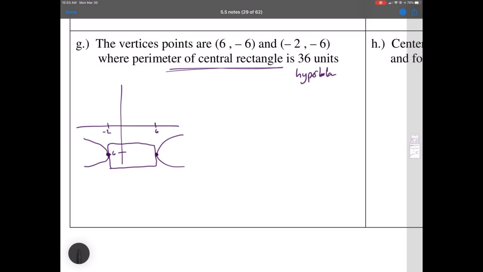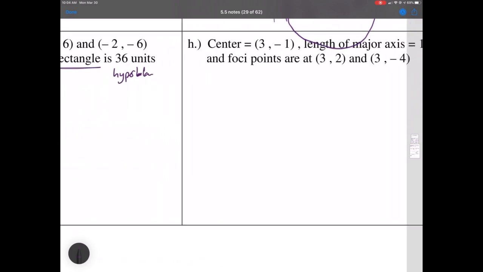Well, this distance has to be 8 units. Has a perimeter of 36, but this distance has to be 8. So you need to identify what these other two distances are, find the center point, and you can find your A and B values that way.